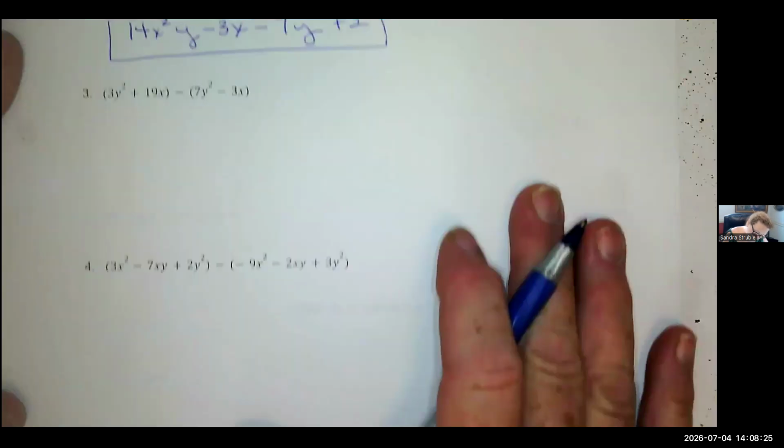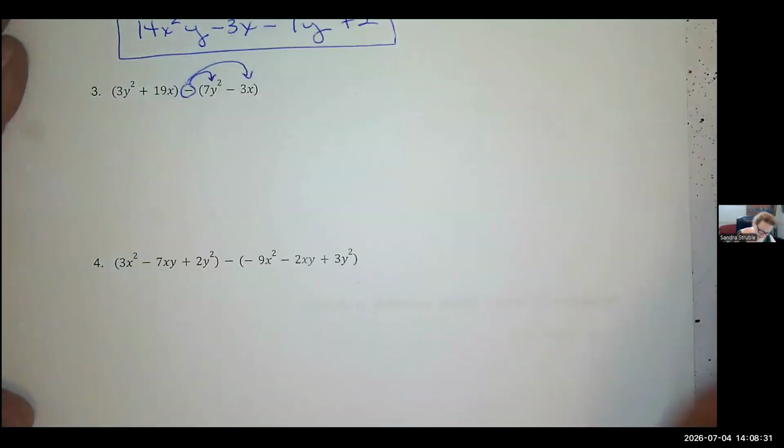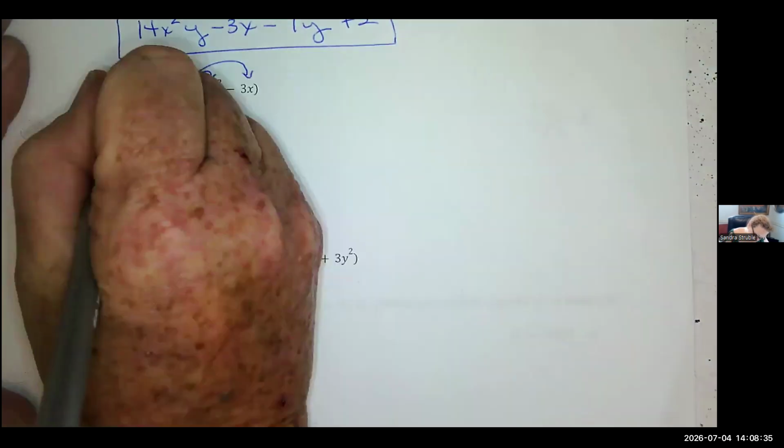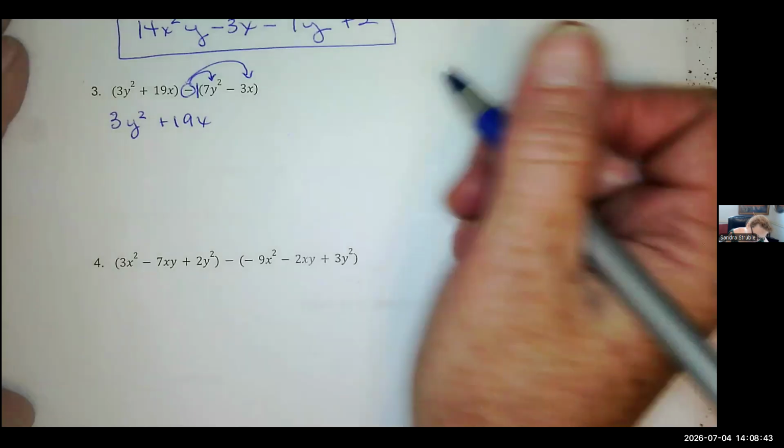All right. The next one is subtraction. So we do have to distribute that negative to both the terms in the parentheses there. I'm just going to rewrite the first 2 terms. Now I'm going to distribute negative. This is like a -1. If you need to write the 1 in there, just do it. Minus 7y squared. Negative times a negative is plus 3x.